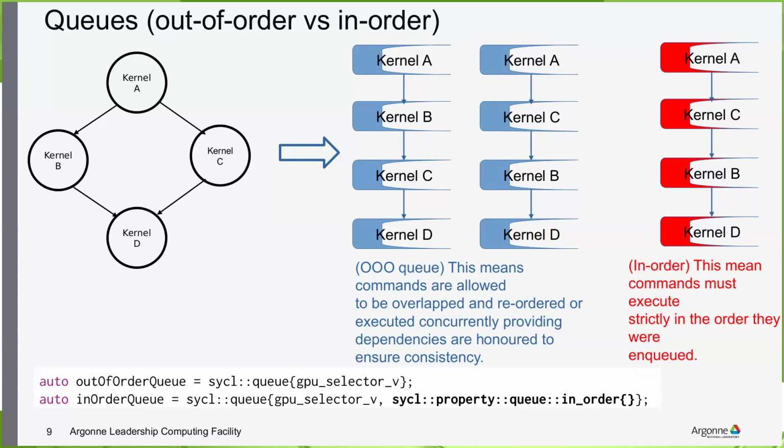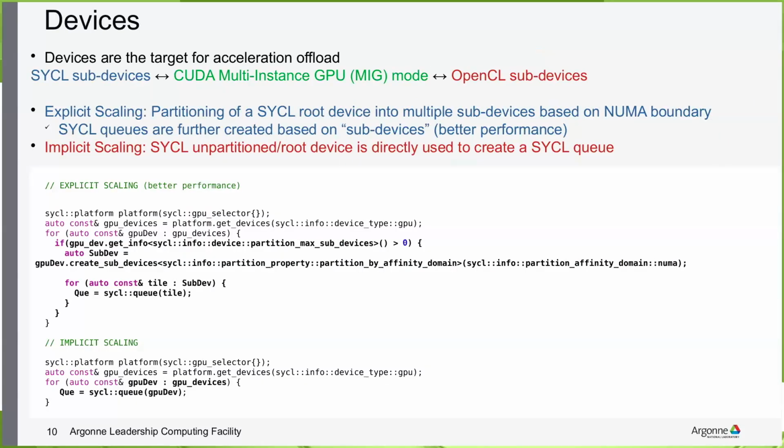Someone asked the question, how can I use SYCL for multiple GPUs? If you have a queue for each device, it could be a CPU or a GPU, in order or out of order, that way you can target kernels launching on multiple devices concurrently at the same time, taking advantage of the hardware resources.